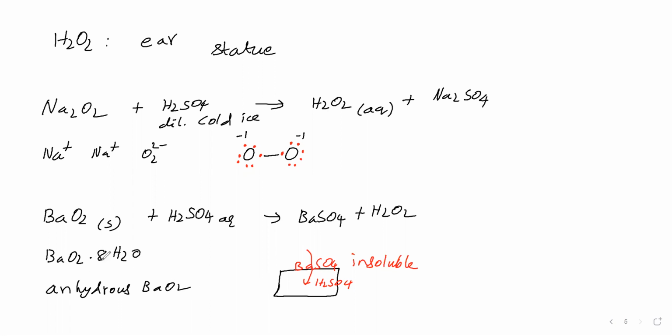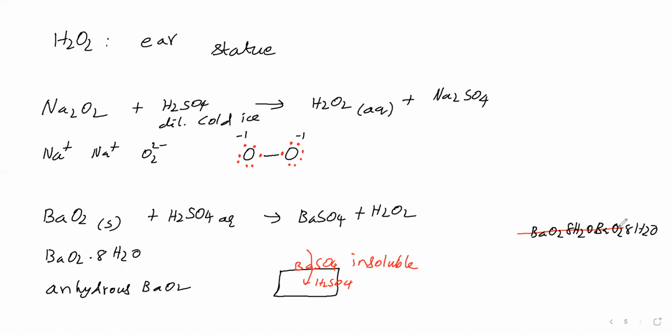But if we use hydrated barium peroxide, we can. Why? Now we will see the surface. This is the surface. In the surface, hydrated barium peroxide is there. That means BaO2.8H2O.